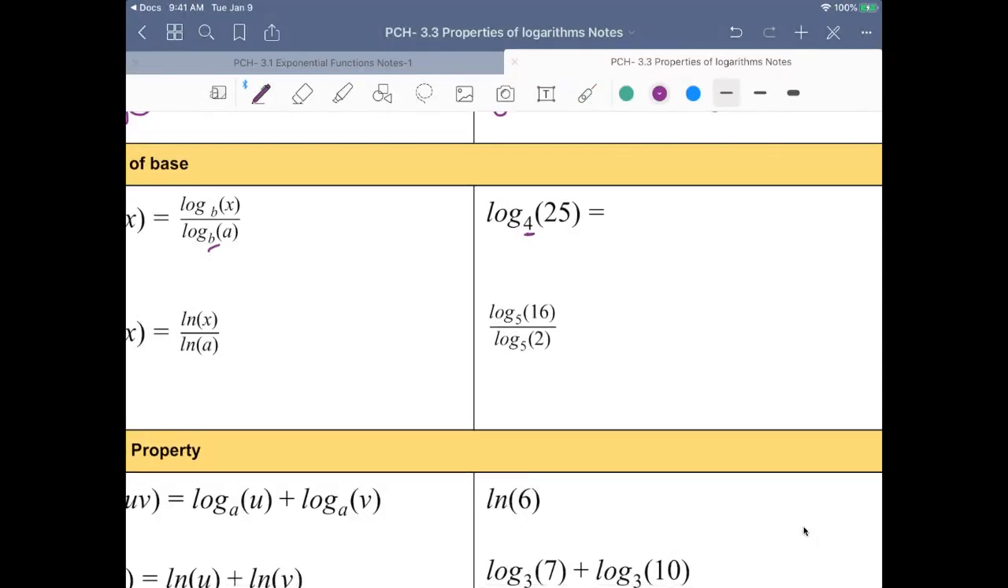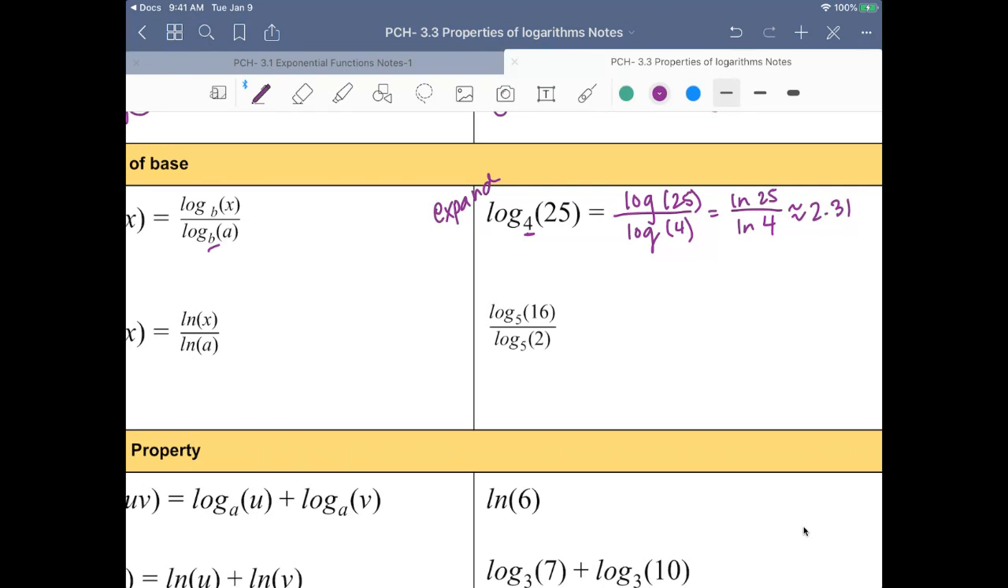All right, we're going to split this up. We're going to expand into two logarithms. So we get log, I'm going to choose base 10, of 25 over log base 10 of 4. Or you can write the ln of 25 over the ln of 4. And when I evaluate that, both of these are about equal to 2.31.